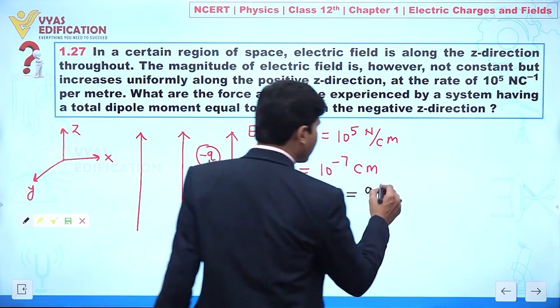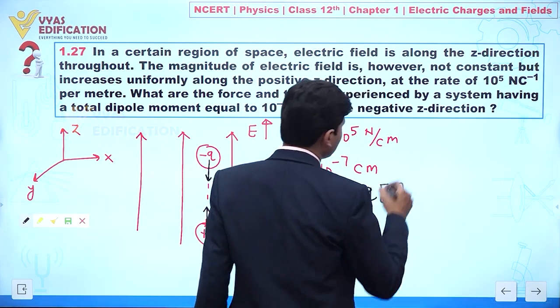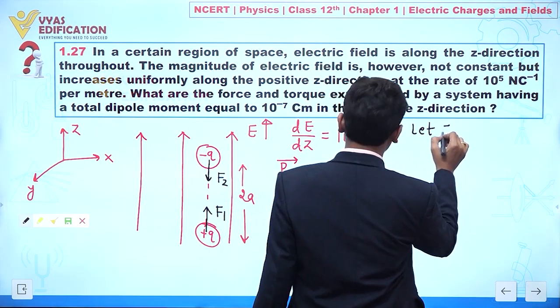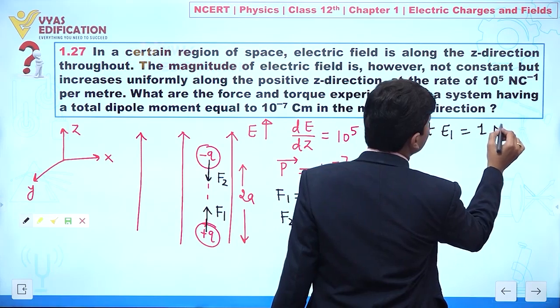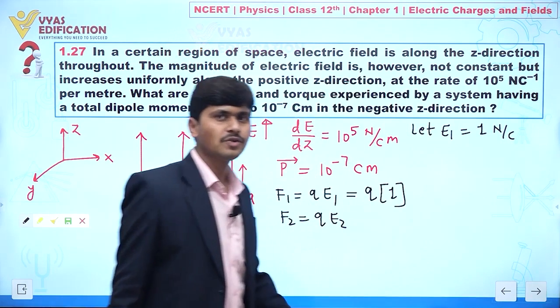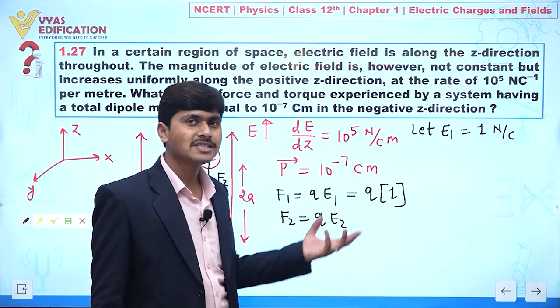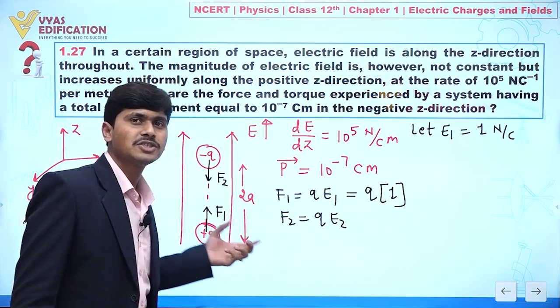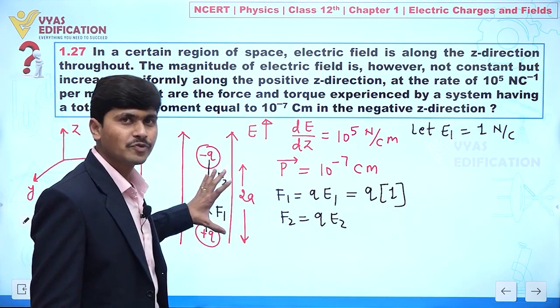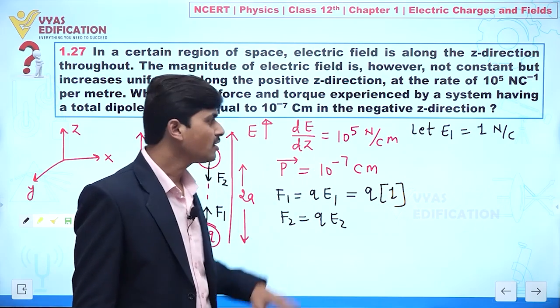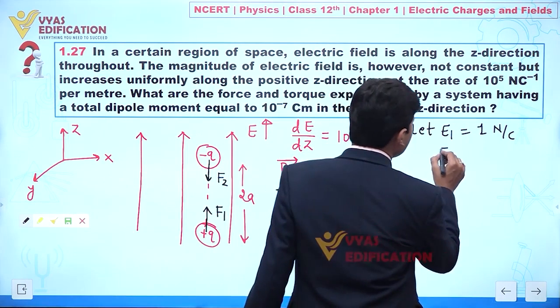Let's suppose, I am assuming, the electric field here is 1 Newton per coulomb. It is not given in the question, I am assuming E1 equal to 1 Newton per coulomb. You may ask how you can assume, but we will find a difference, because our objective in this question is to calculate the net force on this dipole. So definitely this will be cancelled out.